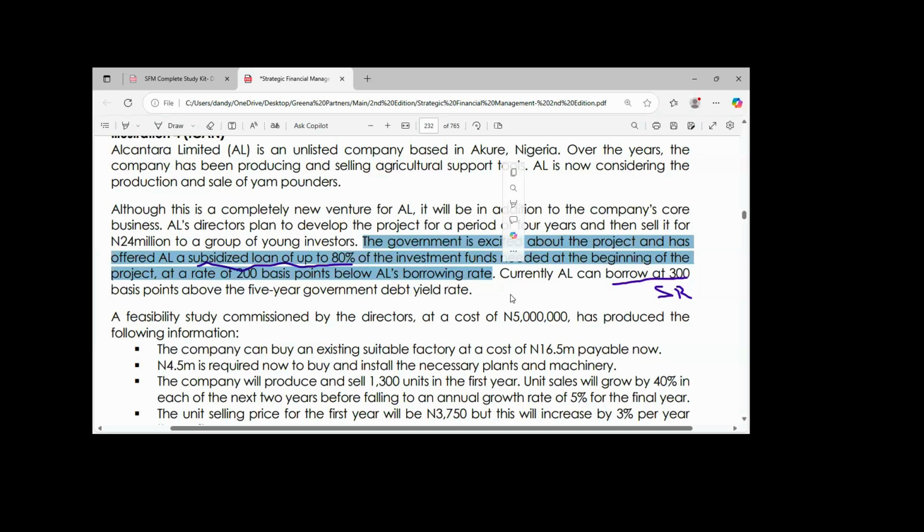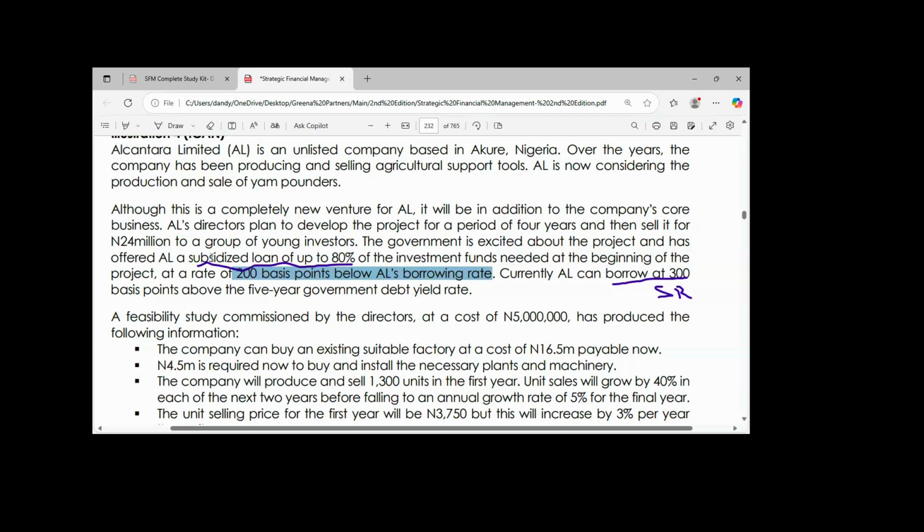The interest rate on the subsidized loan, the examiner told us, is 200 basis points below AL's borrowing rate. The borrowing rate is 7.5%, which we have calculated. 200 basis points is the same thing as 2%. That is 200 divided by 100, which gives us 2%. 7.5% minus 2% will give us 5.5%. Therefore, the interest rate on the subsidized loan is 5.5%.